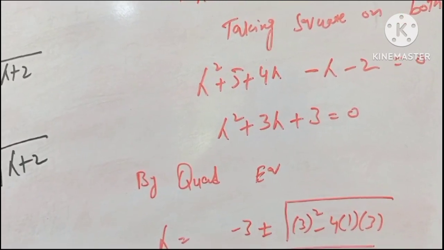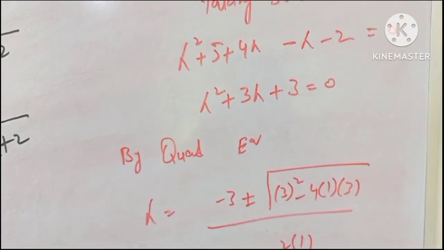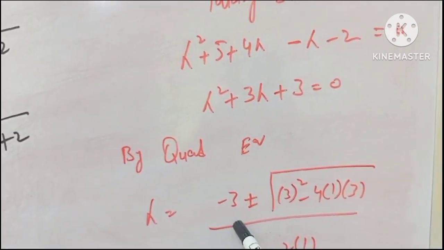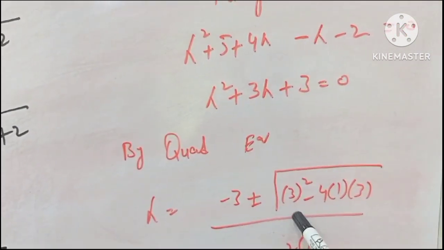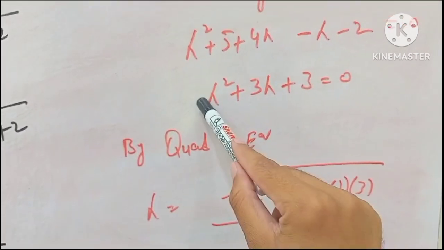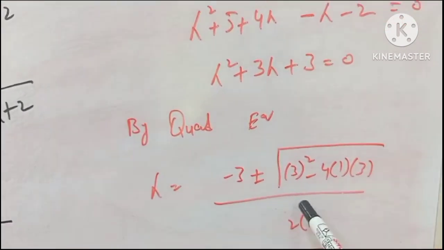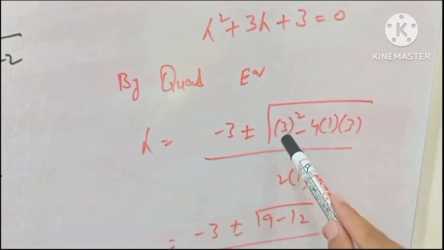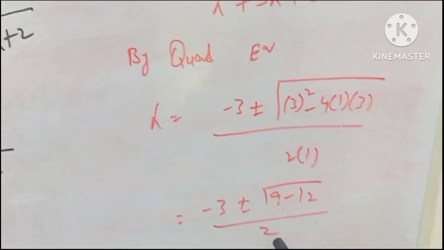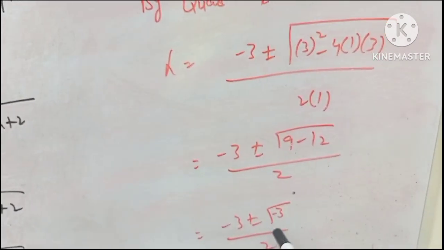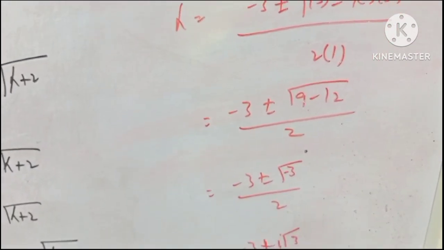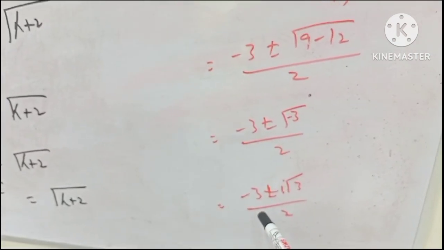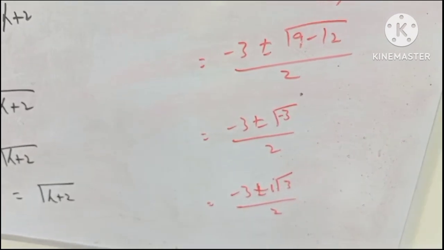Here we apply the quadratic formula to find the value of lambda. Lambda is equal to minus b, b value 3, plus minus the square root of b squared, which is 3 squared, minus 4ac, a value 1 and c value 3, over 2a, 2 into a value 1. Now we solve it: 3 squared is 9, 4 times 3 is 12, over 2. Minus 3 plus minus the square root of minus 3 over 2, and we know that the square root of minus 1 equals i, so we can write it as minus 3 plus minus i root 3 over 2.